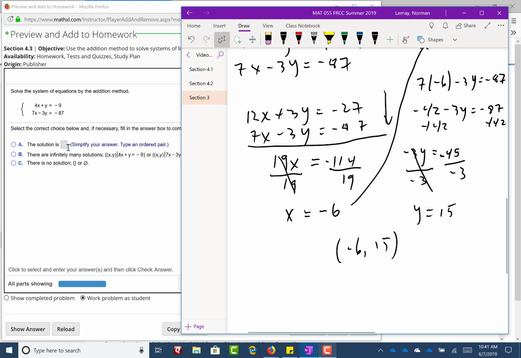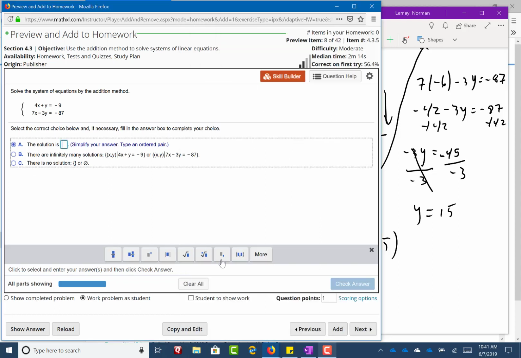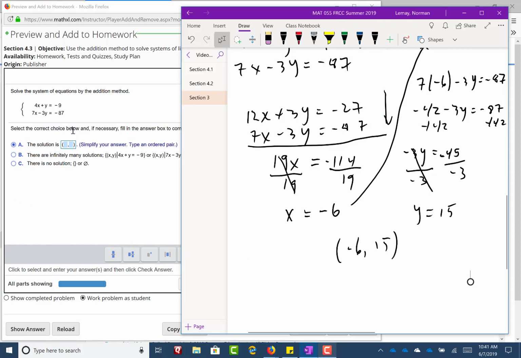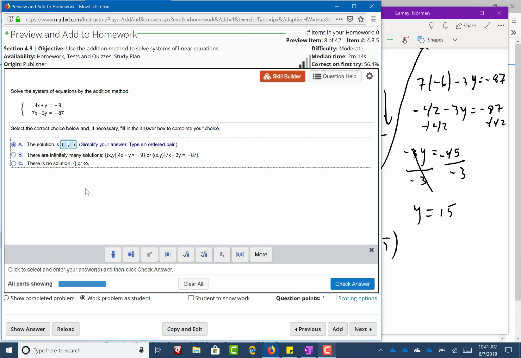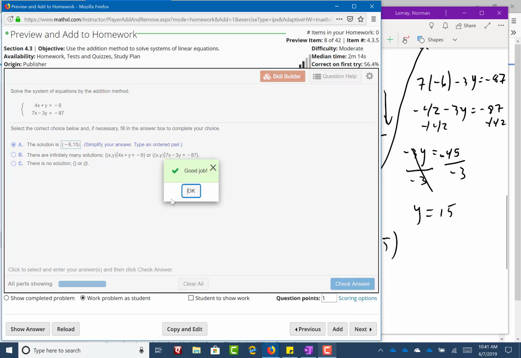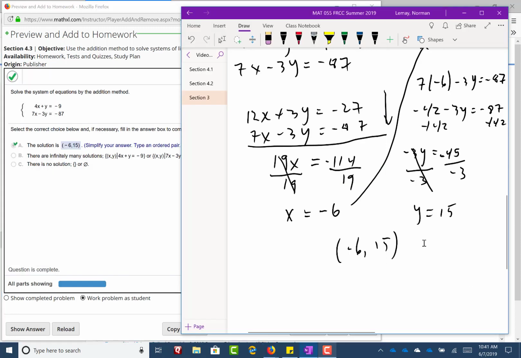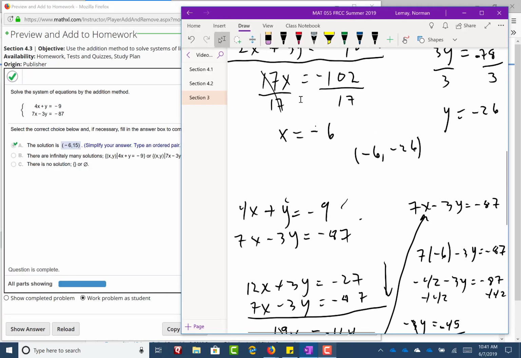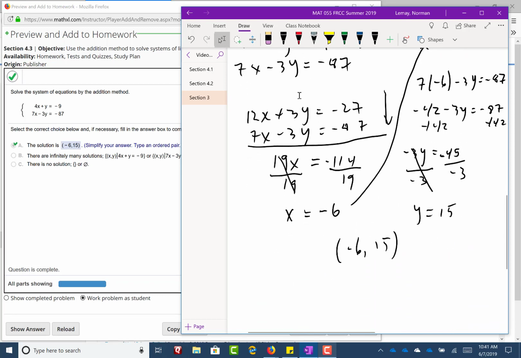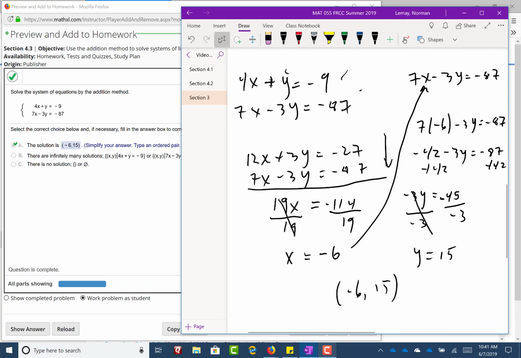So we'll just come on over here and check our solution. So I'm going to do the ordered pair, -6, 15. And check our answer. And good job. So again, this means that these two lines, geometrically, this one and this one, intersect at the point -6, 15.